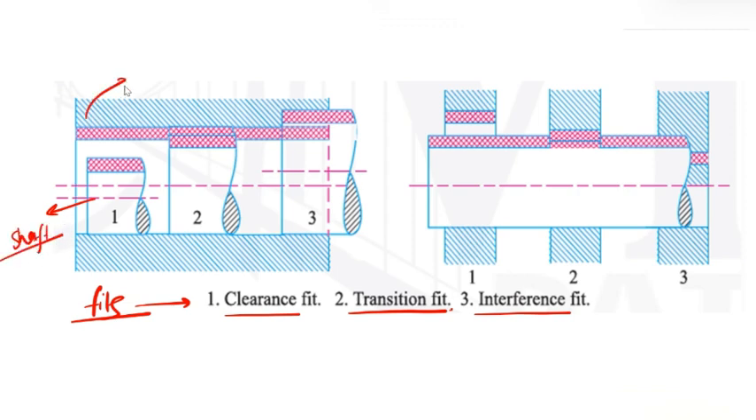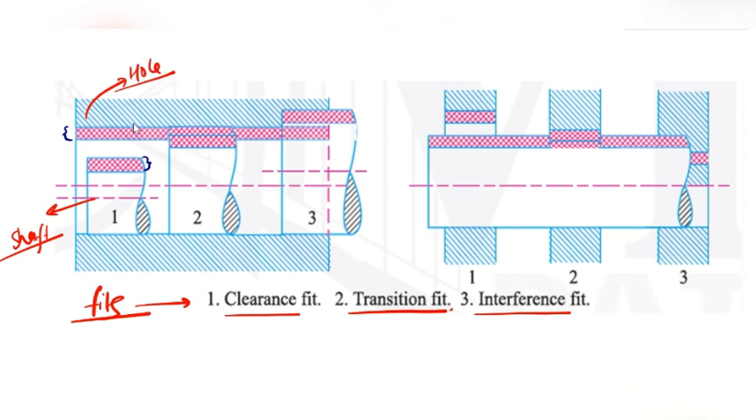In this case, if this is the shaft and if this is the hole, shaft size will always be less than the hole size. If this is the tolerance zone of the shaft and this is the tolerance zone of the hole, then the zone for the hole will be entirely above that of the shaft. So this is called the clearance fit.